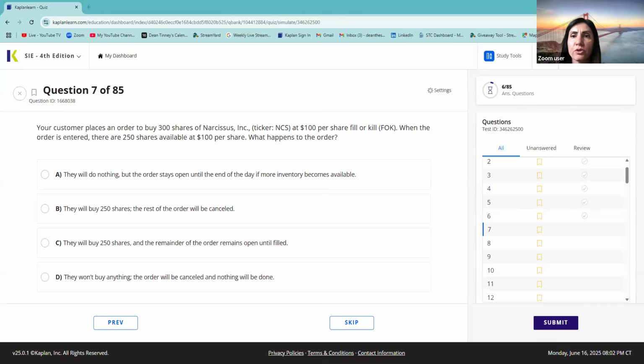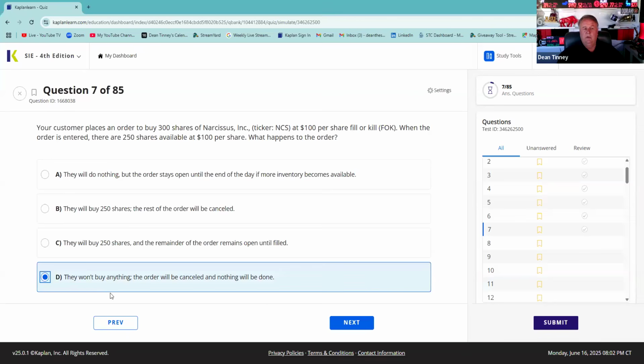So let's see what options we have. So they will do nothing, but the order stays open until the end of the day if more inventory becomes available. And then they won't buy anything, the order will be canceled and nothing will be done. I think the D. Right on. Good job. Okay. Good job. Yeah. A is all or none, and B is immediate or canceled.